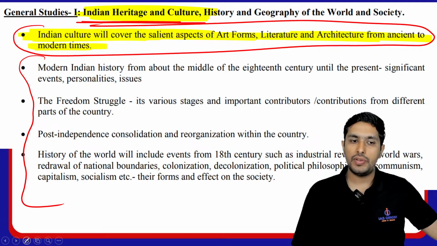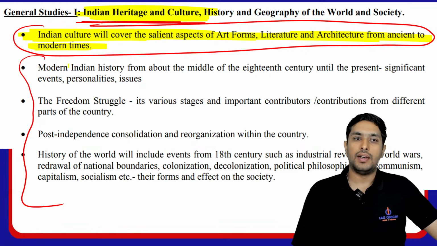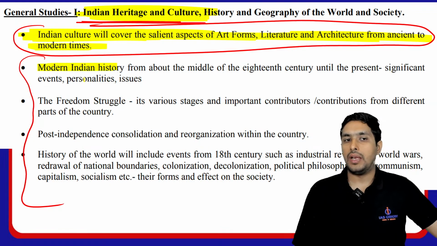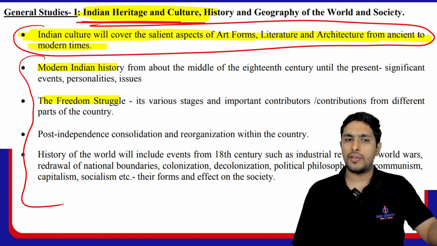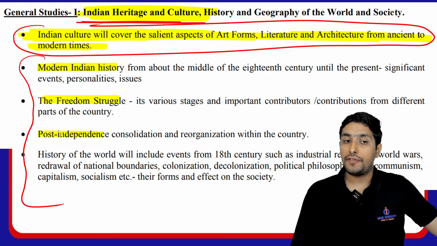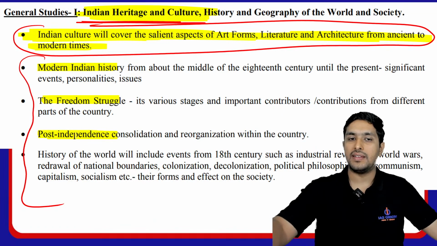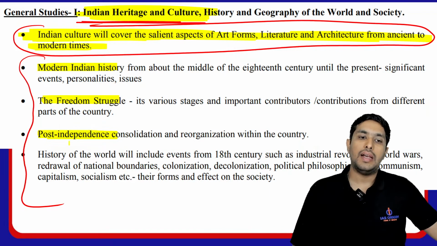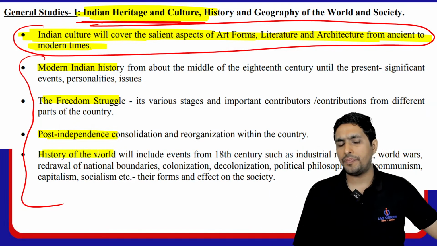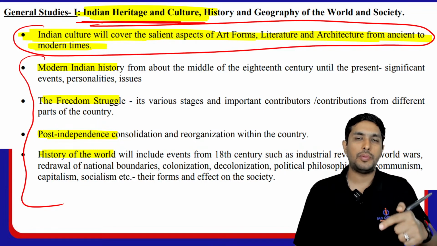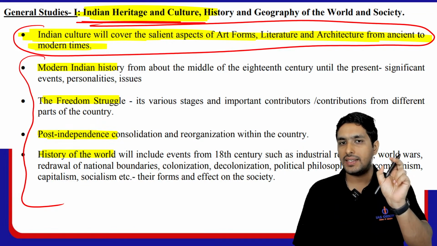So what all do we have here in history of GS paper 1 mains? We have modern Indian history. We have this freedom struggle, of course, part of the modern history only. Then after independence ki history, that is also very much important. That after India got independence, that history is important. And then of course history of the world. Isme we do have some important topics which we'll be talking about. So that is how it is.